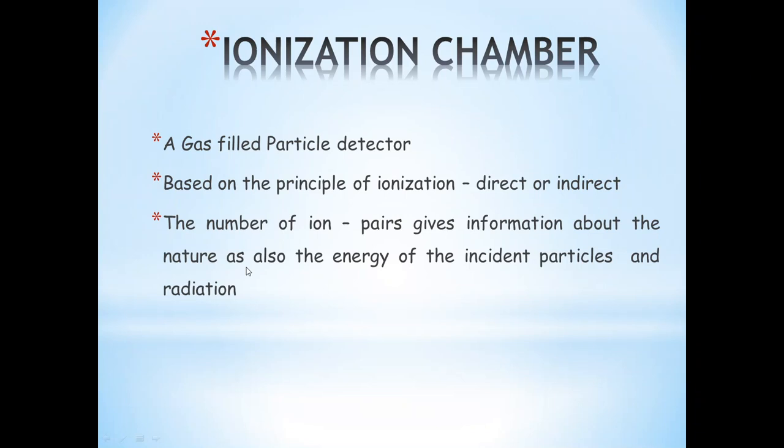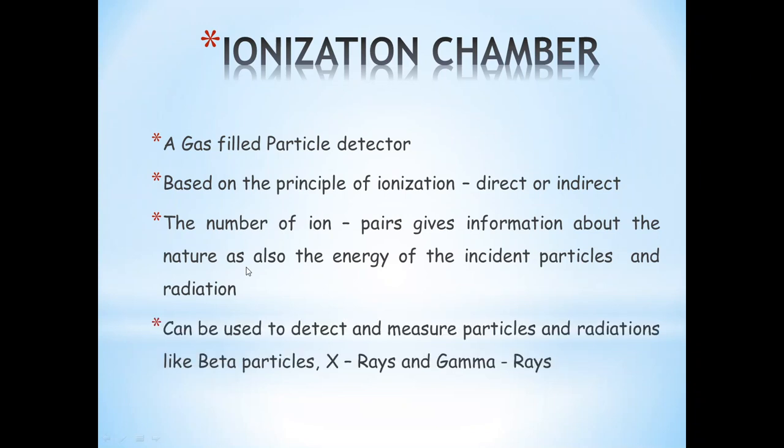The number of electron-ion pairs produced depends upon the energy of the incident particle. Why? Because the more the energy of the incident particle, the more electron-ion pairs will be produced, and hence greater will be the strength of the current pulse produced. These ionization chambers can be used to detect and measure particles and radiations like beta particles, X-rays and gamma rays. So let's look into the construction.